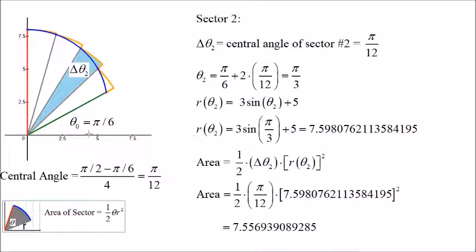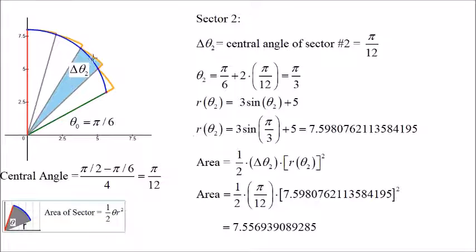And so we go from the x-axis, or from the polar axis, all the way to over here. Then it's going to be pi over 6 plus pi over 12 plus pi over 12. And that will give us pi over 3. So it'll be pi over 6 plus 2 times pi over 12. And altogether that would be pi over 3. And so again, this central angle is pi over 12.